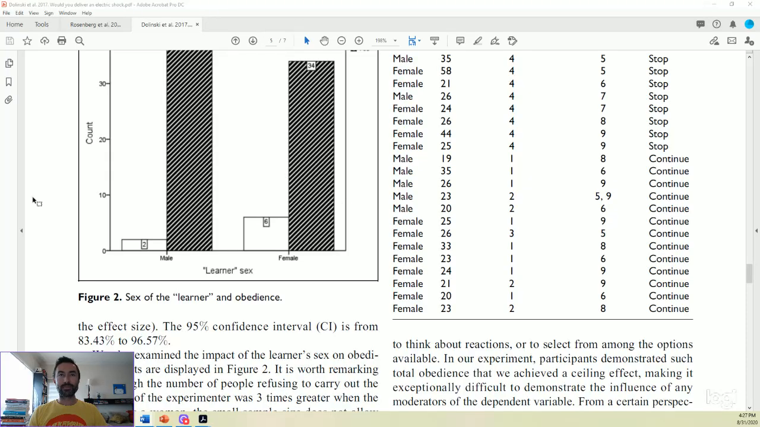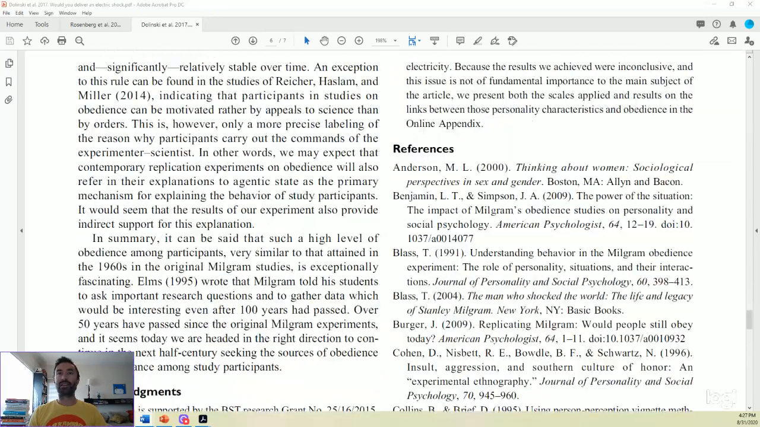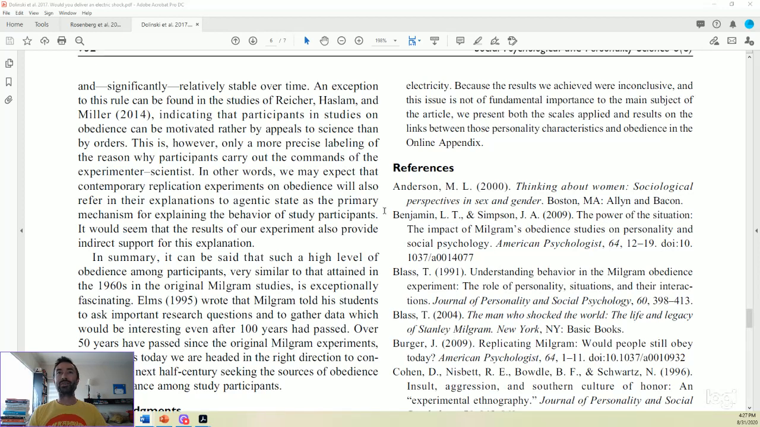Now, there's one other thing that I didn't put in my script and I realized later. If you watched the previous video on introductions, you remember that one of the gaps they were trying to fill in the literature was that they were doing this study in Poland, in a former Soviet bloc country, and in a country that is experiencing an authoritarian turn right now. So they were really interested in finding levels of obedience in a country that has a communist history and that is experiencing an authoritarian turn.